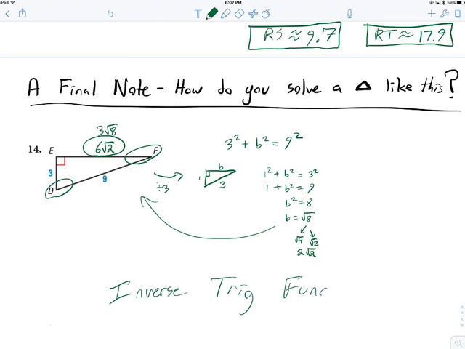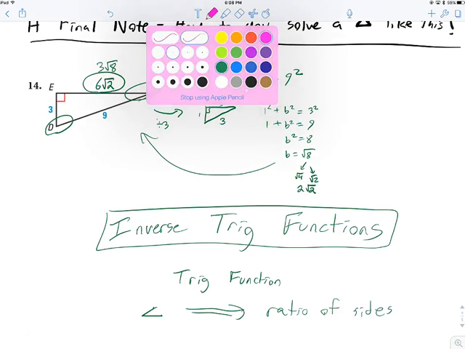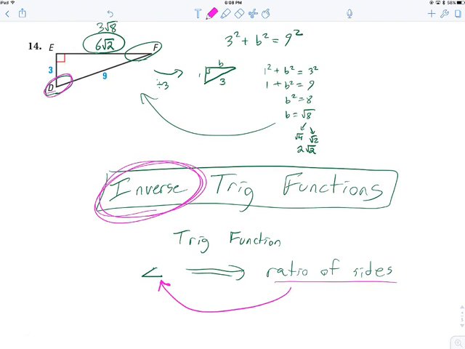And what an inverse trig function does is it undoes a trig function. In other words, a normal trig function, you plug in an angle and it brings you the ratio of sides. Right? That's what a normal trig function does. An inverse trig function takes in the ratio of the sides. So you know the ratio of the sides in number 14, and it gives you what angle generates that ratio. So it can find the angle of this triangle. It can find the angle over here. So it can find both of those acute angles.